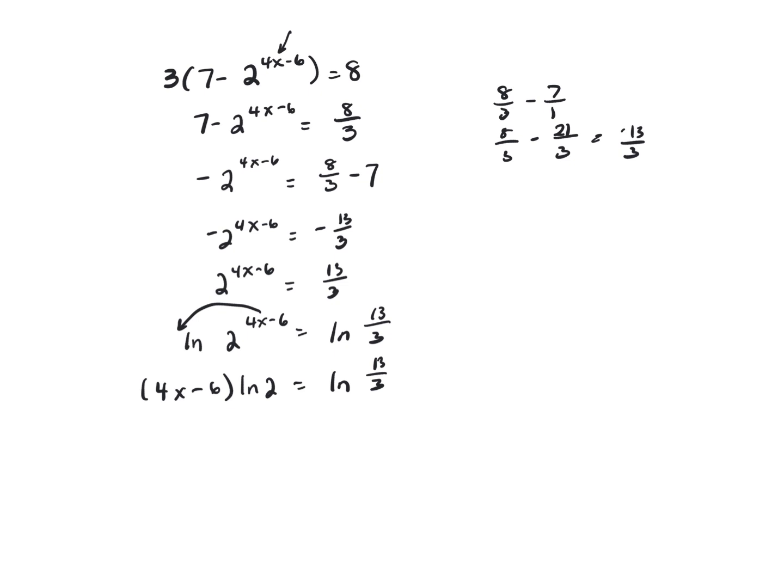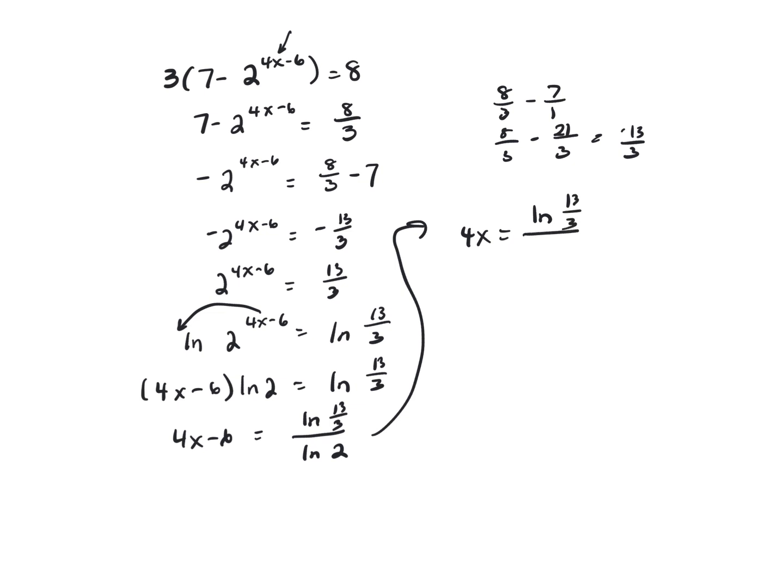Then I think I would just divide both sides by ln of 2. That's 4x minus 6 equal ln of 13/3 divided by ln of 2. And now I'm going to add 6 to both sides. I'm going to move up here. And that's going to be 4x equal ln of 13/3 divided by ln of 2 plus 6.